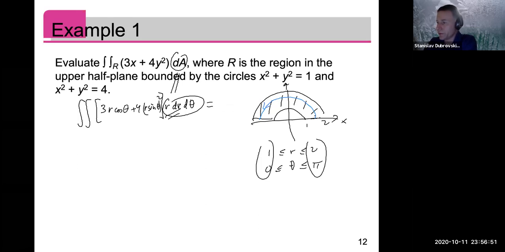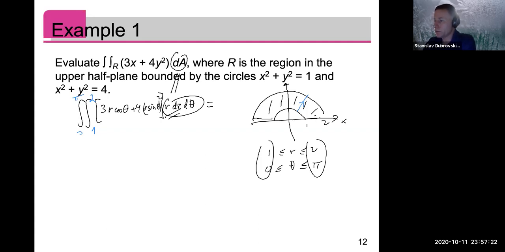Let's simplify a little bit. And so r will last between, oh no, wait a second. If we are doing with respect to r first, then of course what I drew is the theta direction. So we have to do the integral with respect to r first. That means r goes between 1 and 2. And then with respect to theta between 0 and pi. Hopefully it makes sense. Hopefully you caught my mistake.